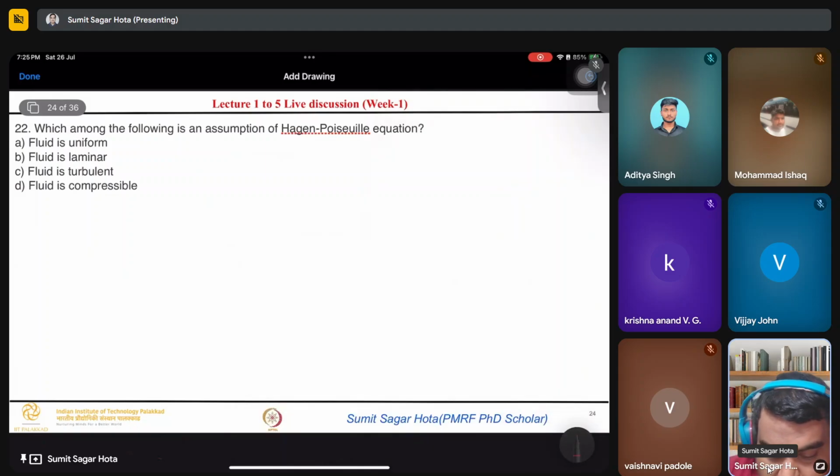The next one: which among the following is an assumption for the Hagen-Poiseuille equation? The Hagen-Poiseuille is a kind of flow, you can search what kind of flow. The thing is, what are the assumptions they want? They only write down one option. It's obviously laminar flow, but I will write down all the other conditions for the Hagen-Poiseuille flow, the most common flow in fluid mechanics.